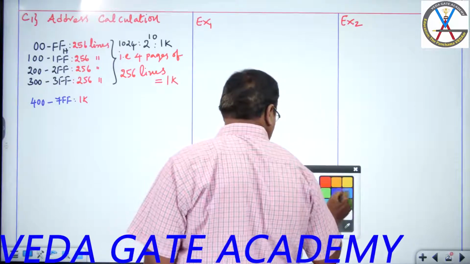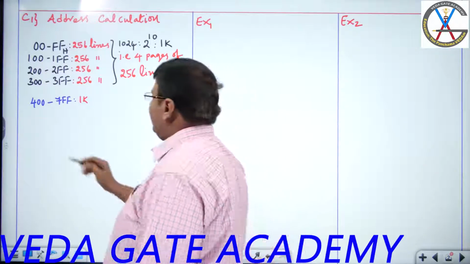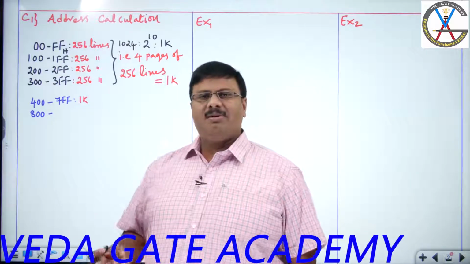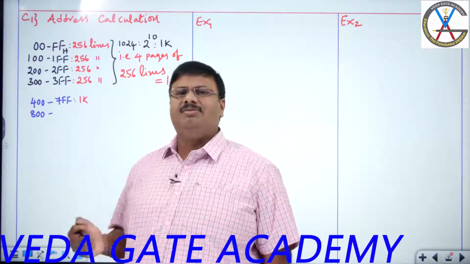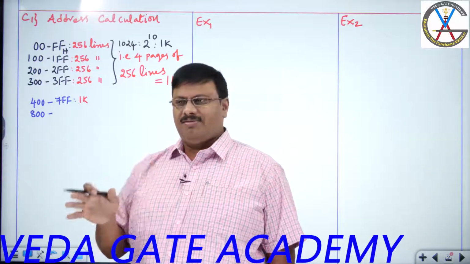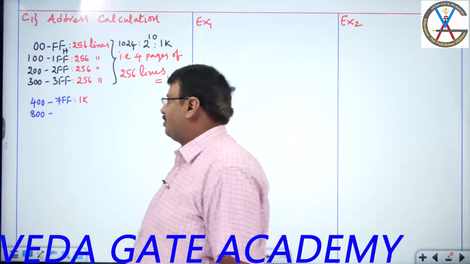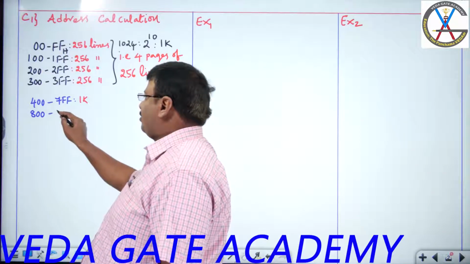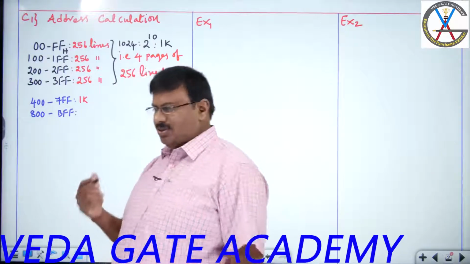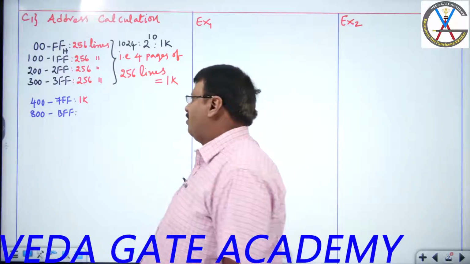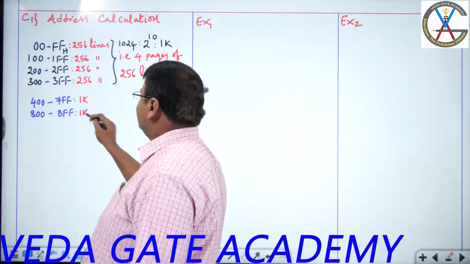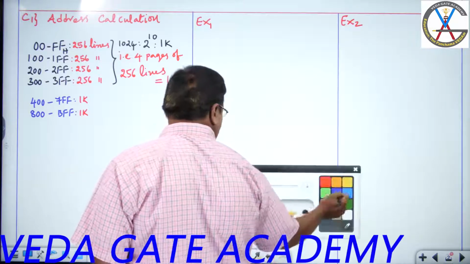Notations. Starting from 800: 800 to 8FF, 900 to 9FF, then after 9 comes 10, but 10 is equal to A. So A00 to AFF, B00 to BFF. So it is 800 to BFF, another 4 pages. So 8 to 8F, 9 to 9F, A to AF, B to BF. So it is another 1K.